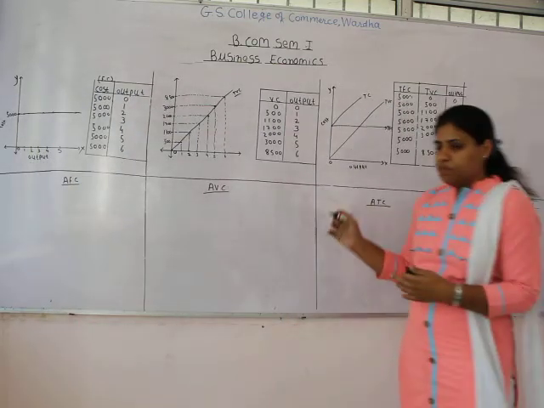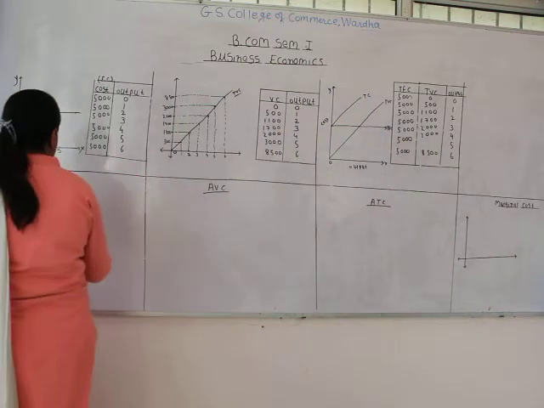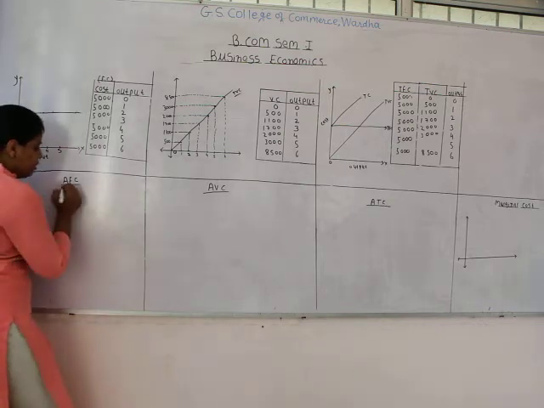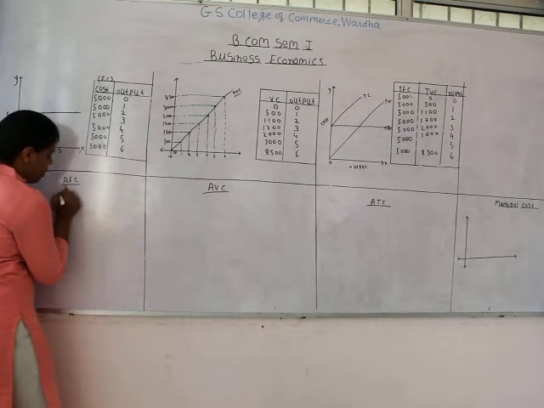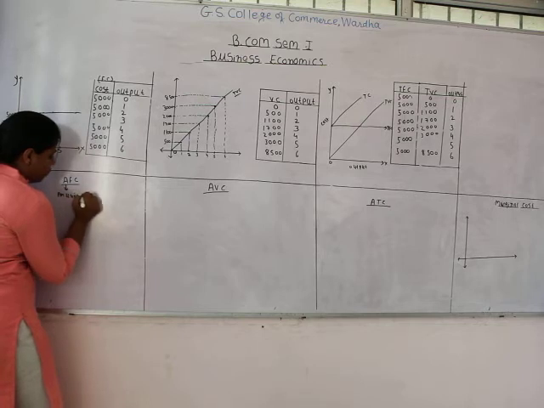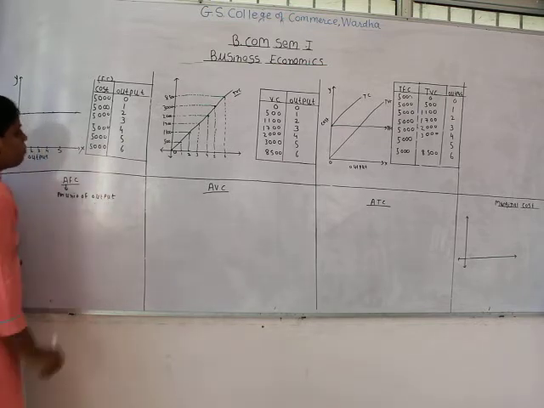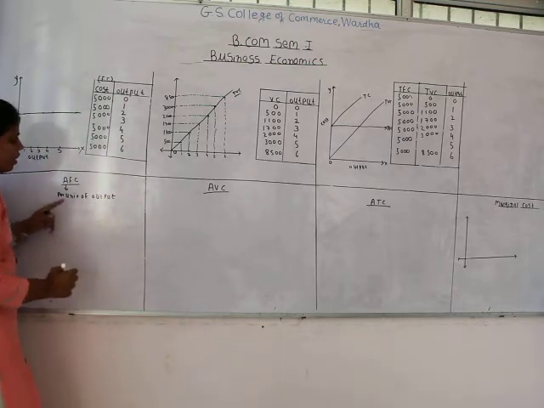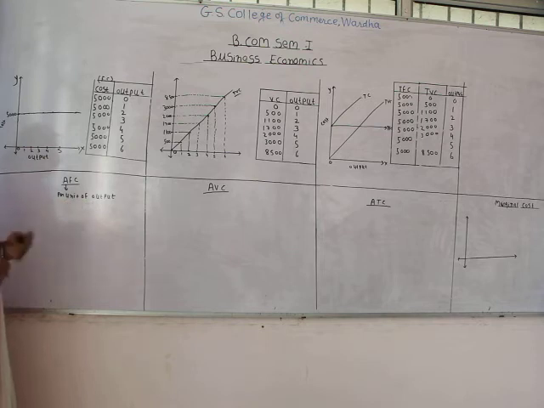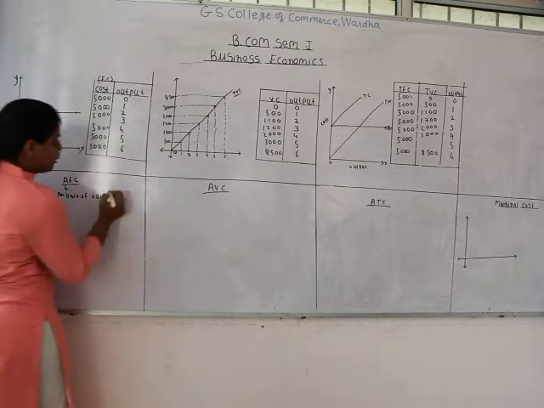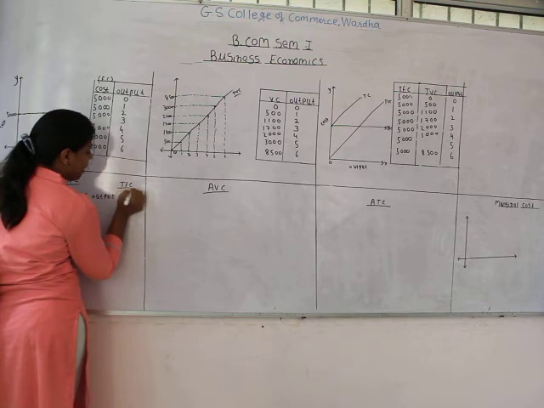Now we will see the concepts of average fixed cost, average variable cost, average total cost and marginal cost. When we talk about average, what is basically the meaning of average? Average means per unit of output. Now if I say that output is 0, how are we going to calculate the average fixed cost? Here we would take total fixed cost divided by the number of output.